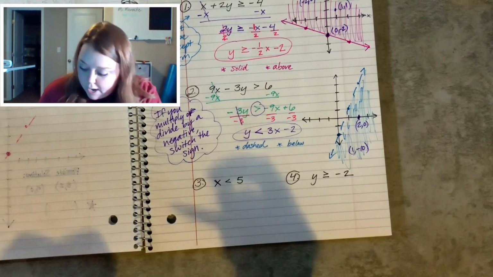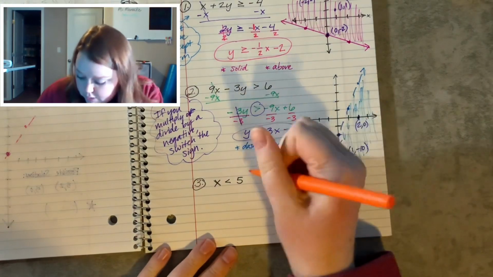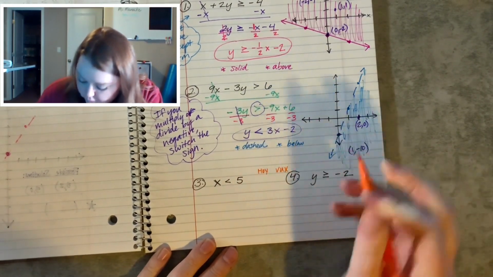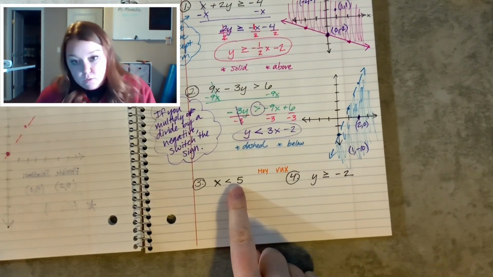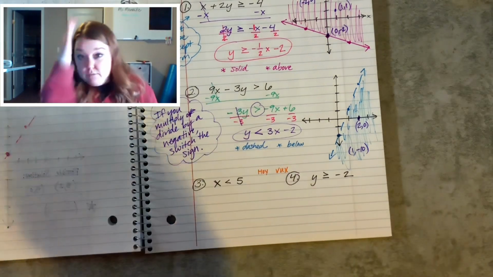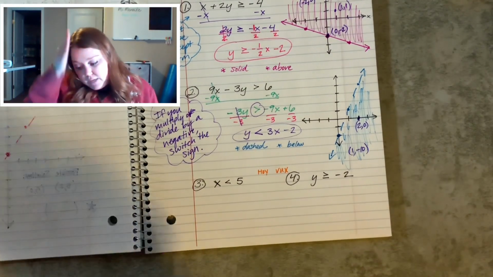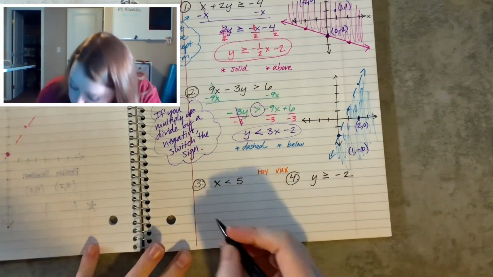So this is where I would think about HOY VUX, HOY VUX. Because this is an x inequality, it's going to be a V. It's going to be a vertical line. So when we graph it, it's going to be a vertical line. Where is it going to go through on the x-axis? It's going to go through 5 on the x-axis. So let's go ahead and draw that.